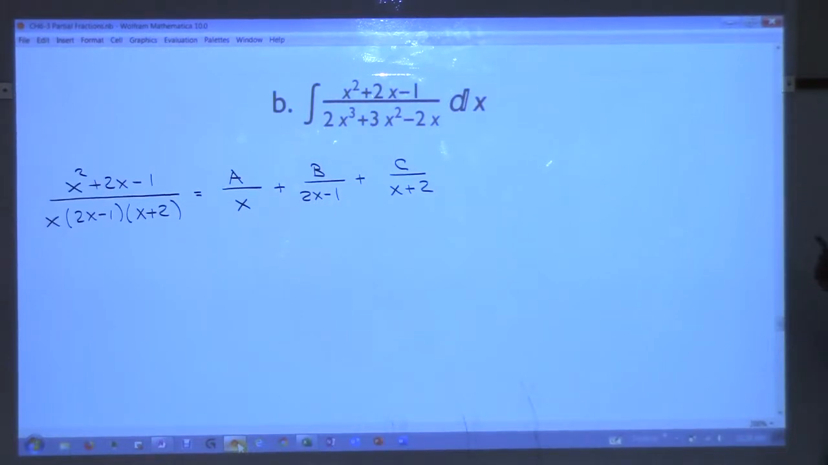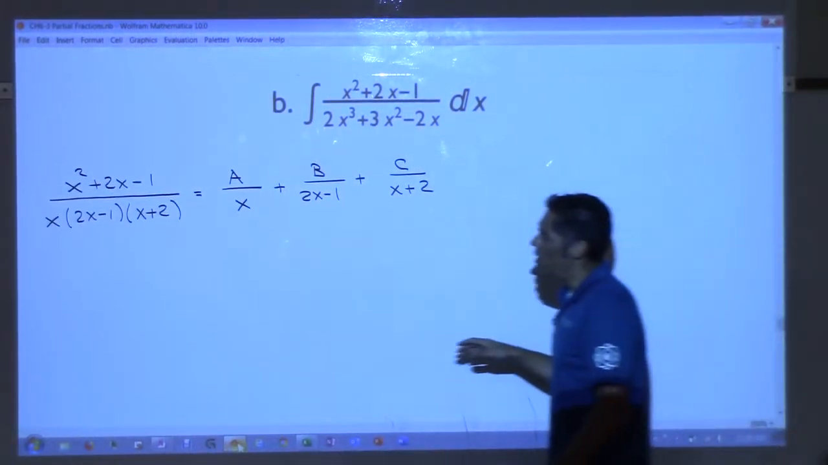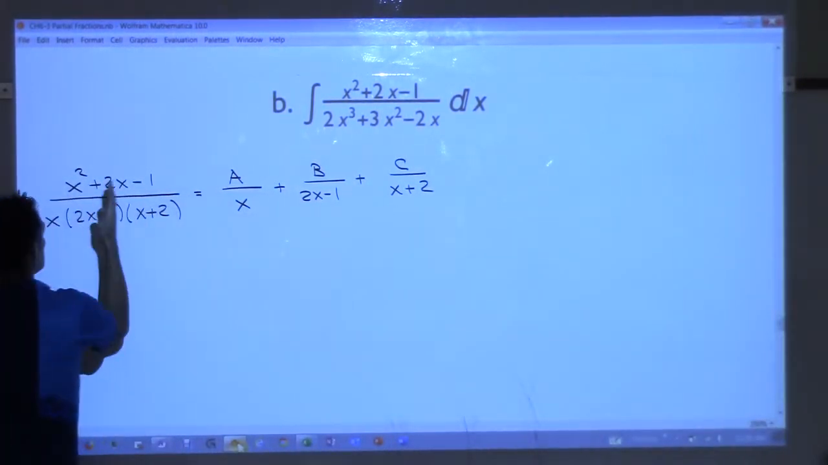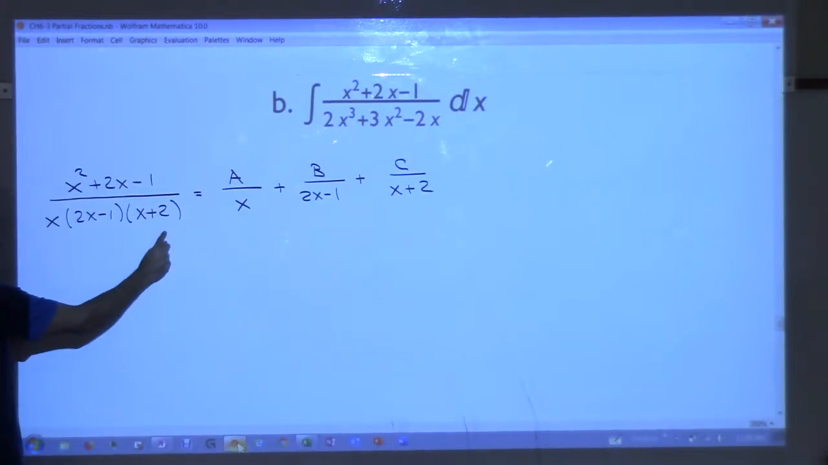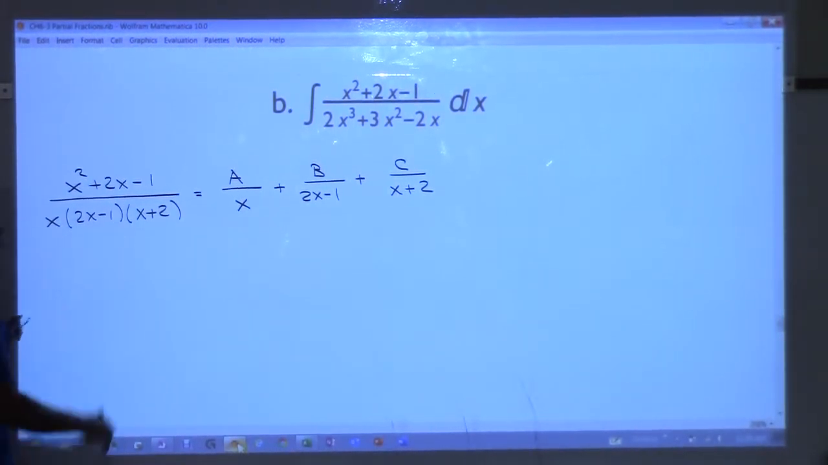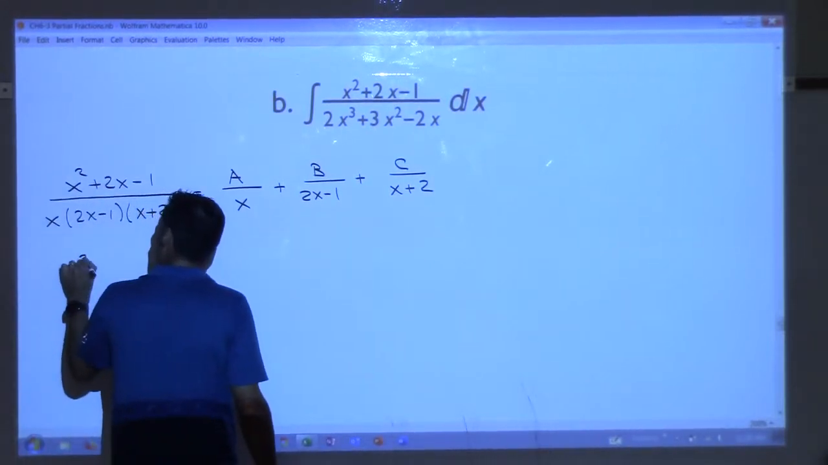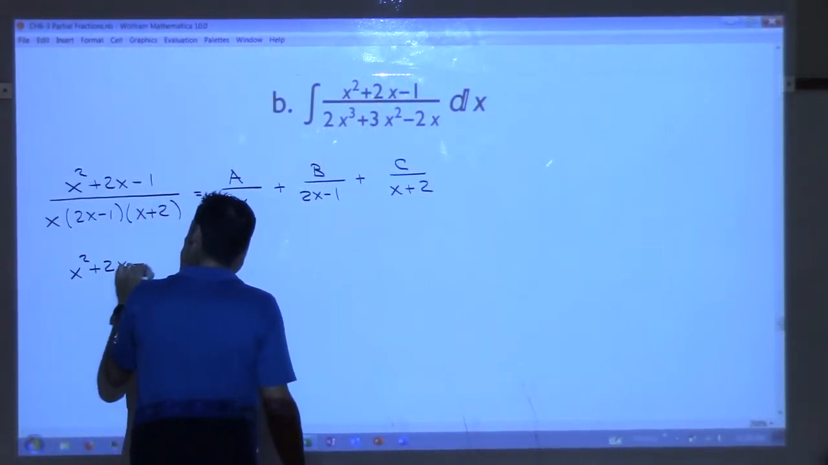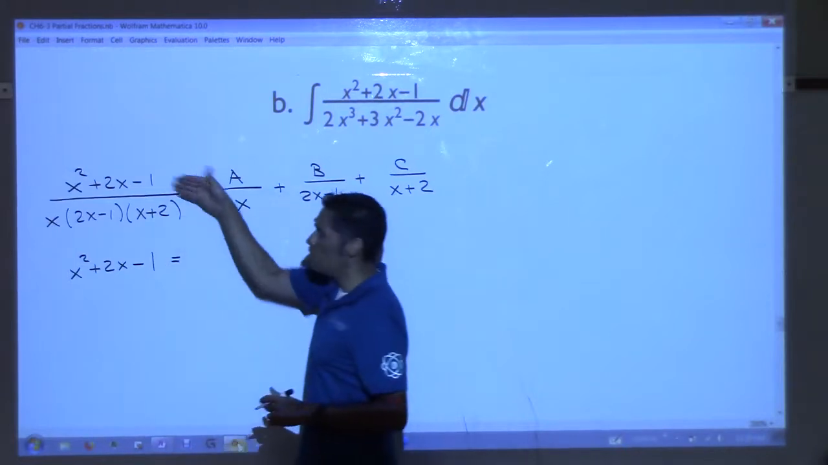Multiply by the LCD, right? By the least common denominator. Now, I had not done that. So, if I multiply this entire side by that denominator, then the denominator is going to go away, and all you're going to have is a numerator. That's going to happen every single time you do one of these problems. The left side is always going to wind up just being the numerator.